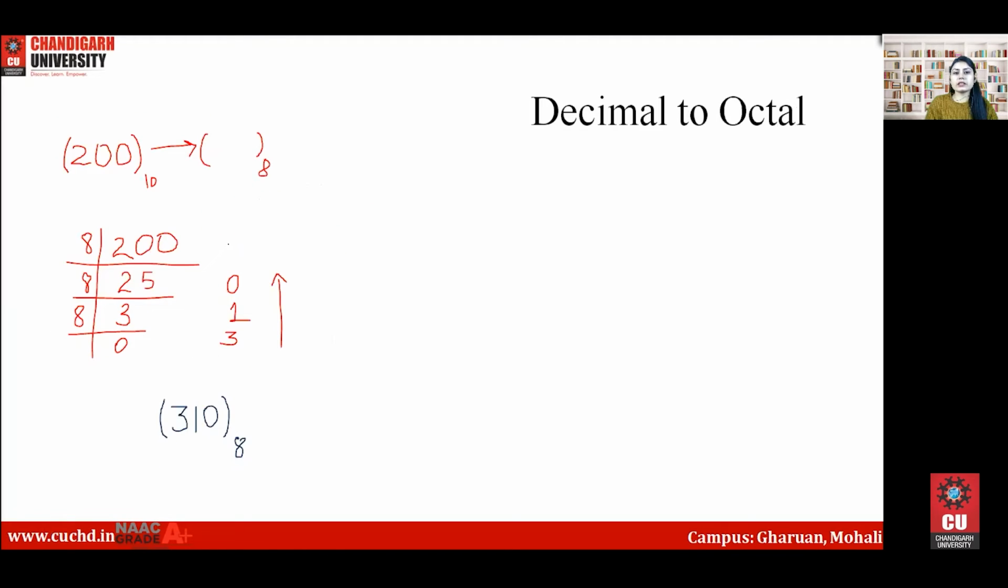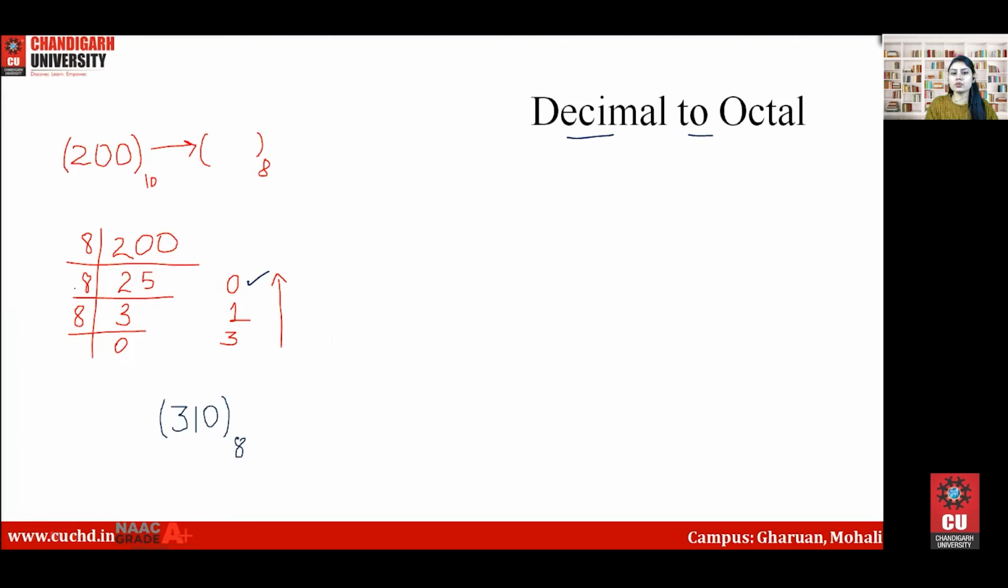Now let's understand that if you have a decimal number, how you will convert it into octal. The base of octal is 8, right? I took 200. I need to convert 200 into octal. I'll divide it by 8. My quotient came out to be 25. 25 eights are 200, so my remainder came out to be 0.